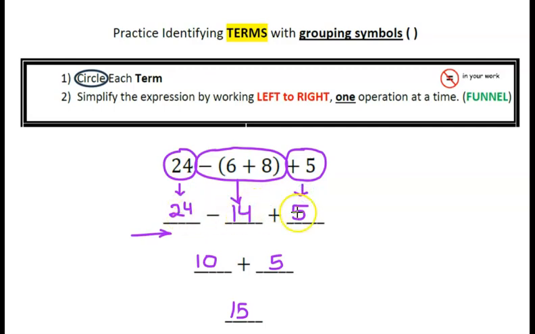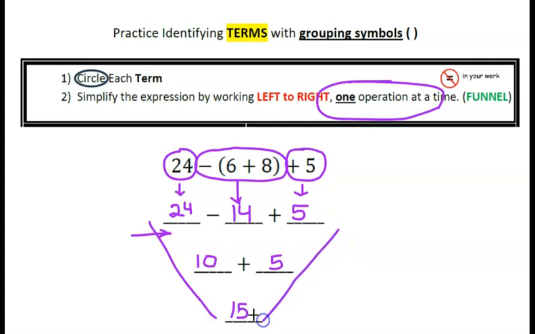Once I have it, all numbers that are being added, subtracted, I just work left to right. So I'm going to do 24 take away 14 first, which gives me 10. And then I bring that plus 5 down because you're only doing one operation at a time. That's what your teacher requires. 10 plus 5, 15. So we can see at each step what you're simplifying to get down to the final simplest form, which is 15.